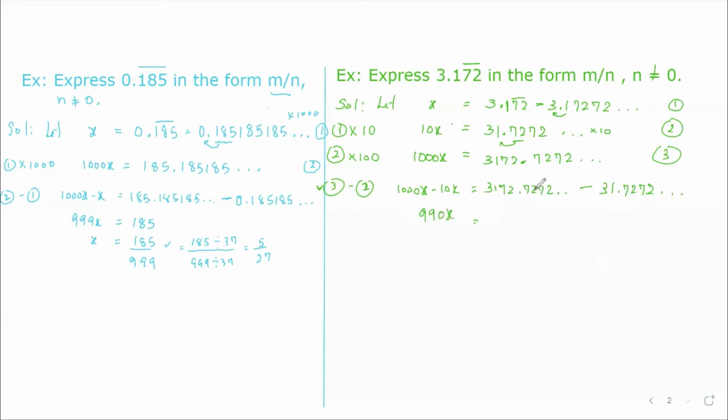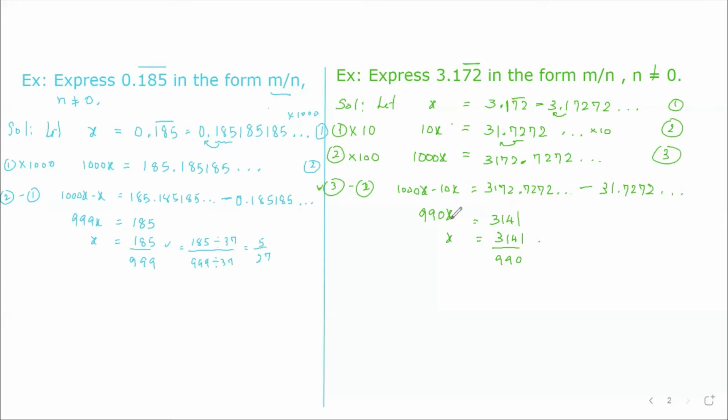On the other side, all the digits after the decimal are gone and become 0. So 3172 minus 31 leaves 3141, correct? So x equals 3141 divided by 990. If you can simplify it, go ahead and simplify it. But it seems this one cannot be made into a simpler term, so leave it that way.